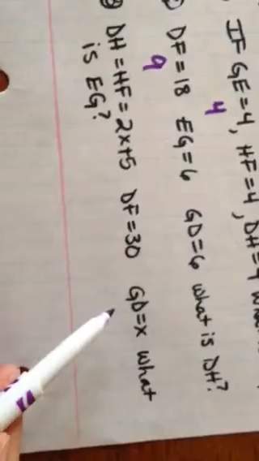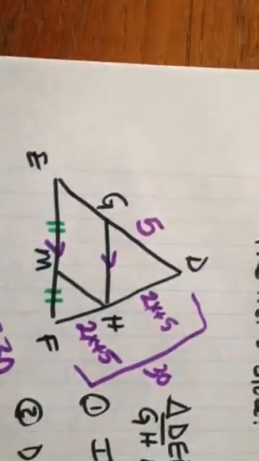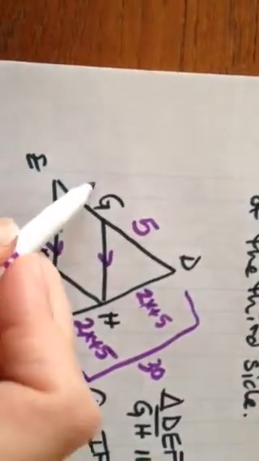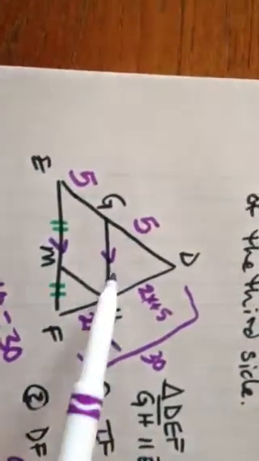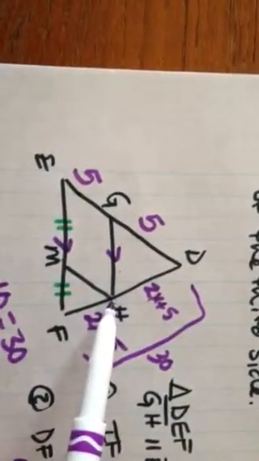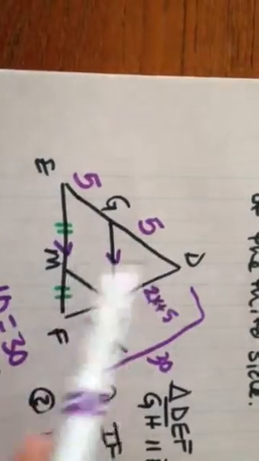All right, GD is x. What is EG? GD is x, and we said x was 5. So what is EG? You're right, it is also 5, because parallel lines intersecting at a midpoint means a midpoint on the other side, so these two pieces have to be congruent.